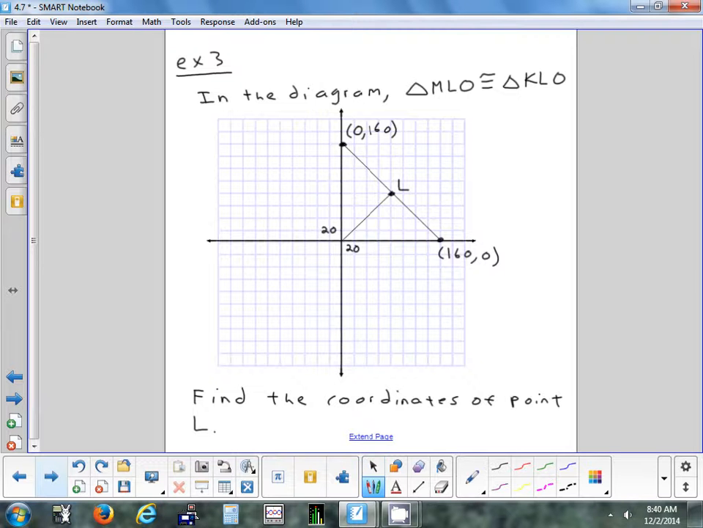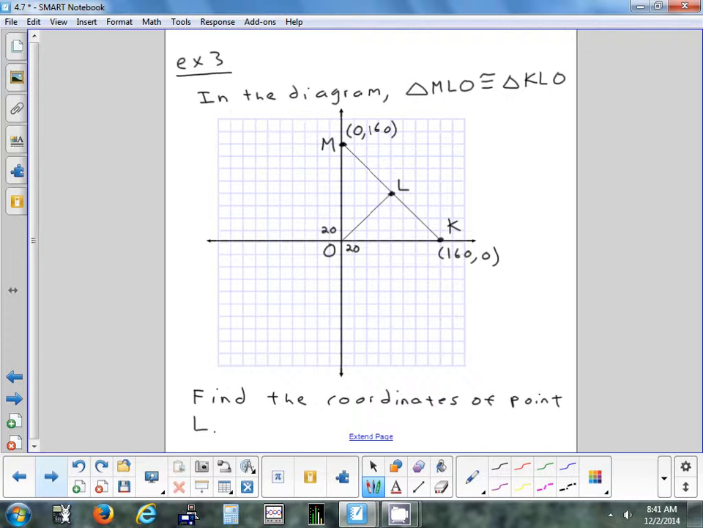Okay, let's look at this one. Next, this is example 3 in the book. I need to label, this is M, this is O, and over here is K. They said triangle MLO is congruent to triangle KLO. Find the coordinates of point L. Okay, let's do this one.